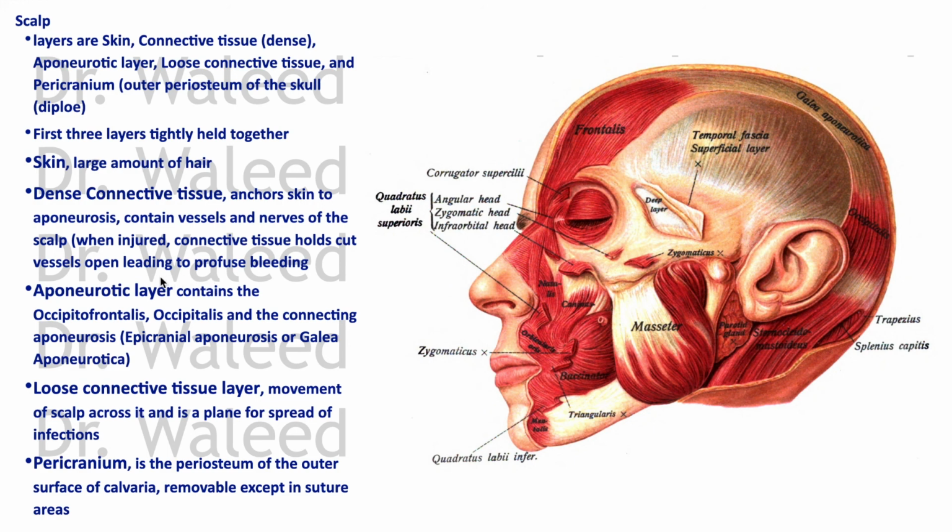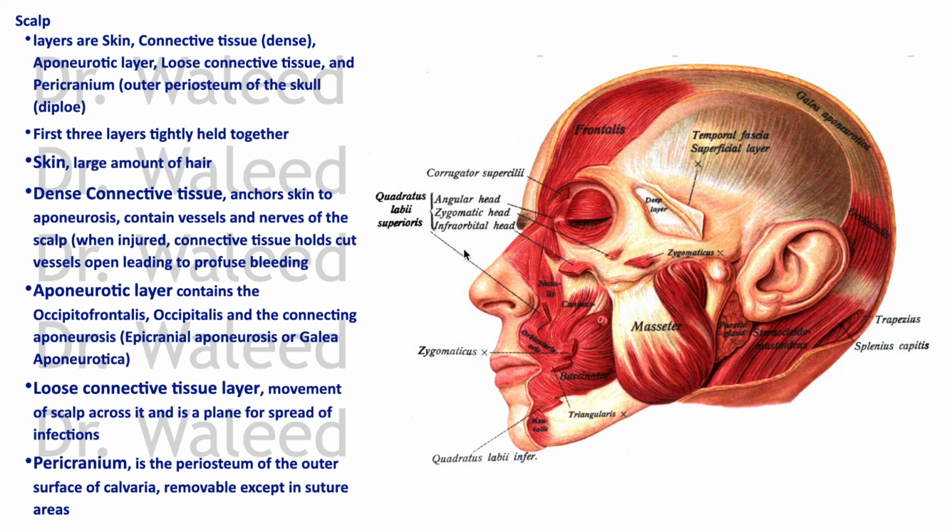This means that with injury that involves this layer, the hemorrhage will be profuse. Why? Profuse, I mean too much. Because the dense connective tissue pulls on the walls of the vessels and keeps them from closing. Okay? So the hemorrhage is profuse if this layer is injured.